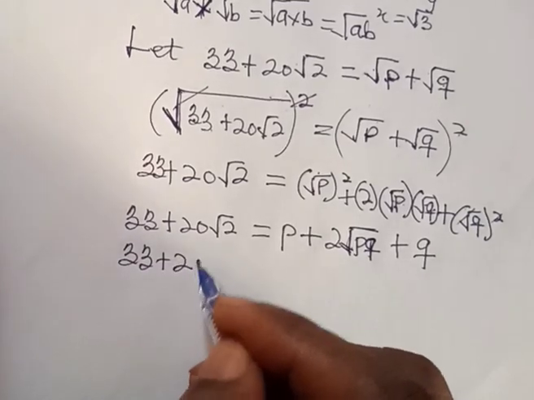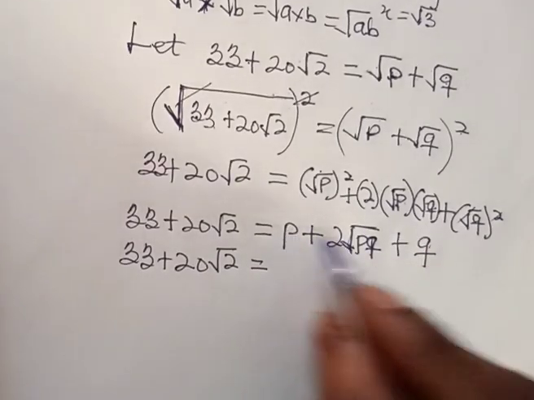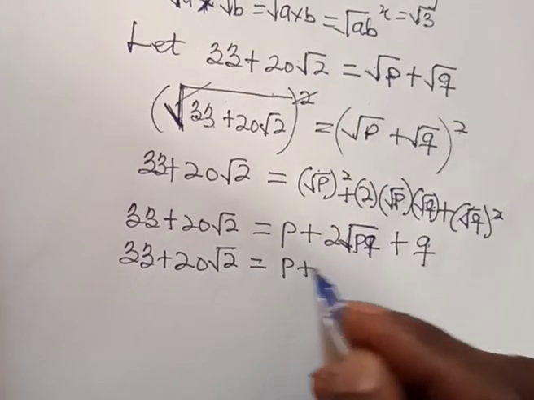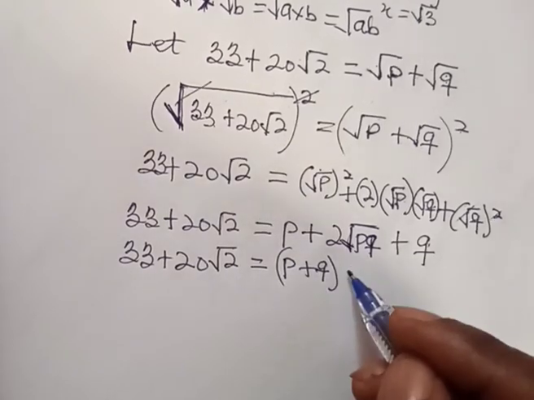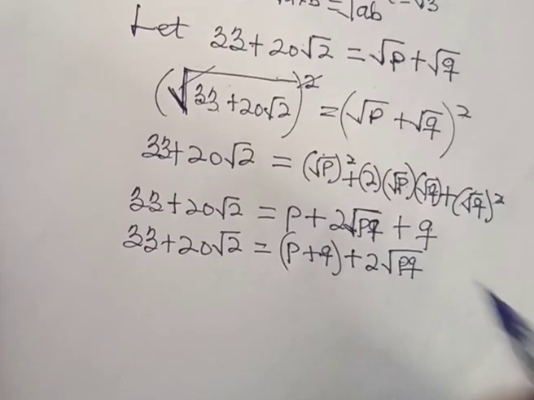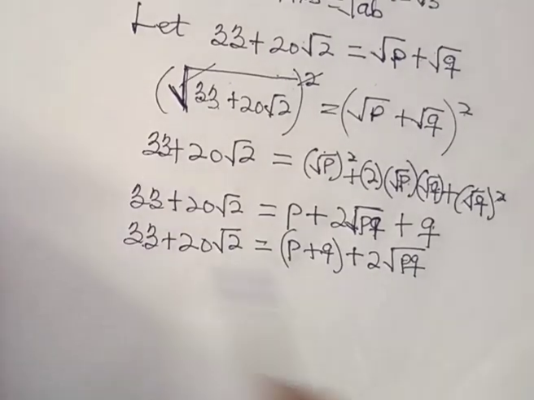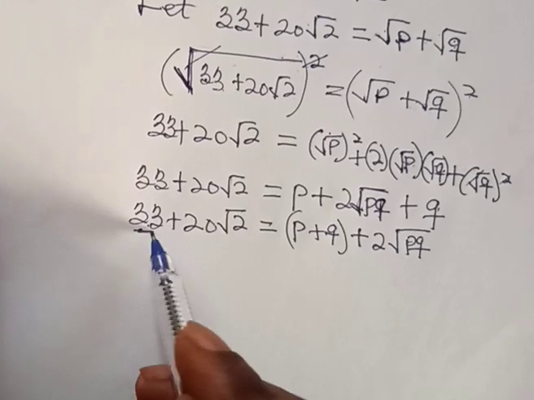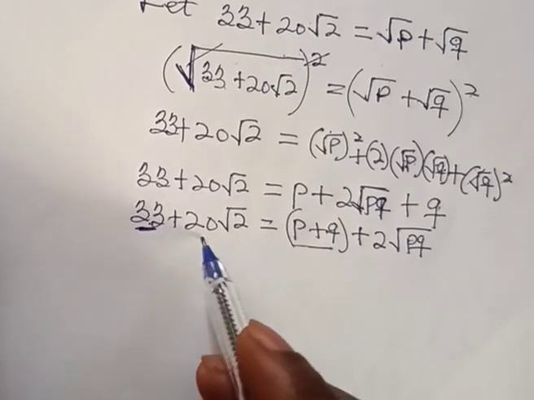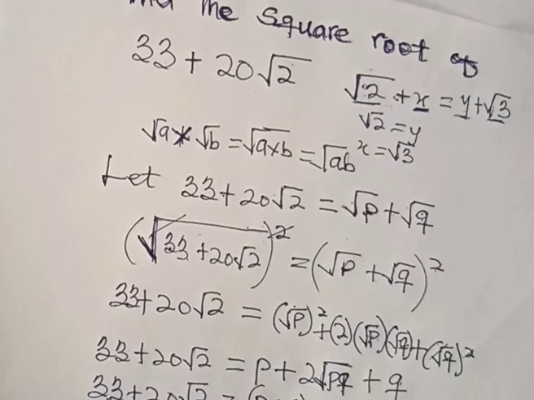Plus 20 root 2, which is equal to, so I'm going to group like terms. I'm putting those which are singles without radicals one side, so I can write my p plus q and then put it in bracket like this, plus 2 root pq. Okay, good. So when you have this, then you can equate corresponding entities. You see that the first term, the addition is separating this, the addition is separating that. So you can equate the first term to the first term, the second term to the second term. Have you gotten the point?